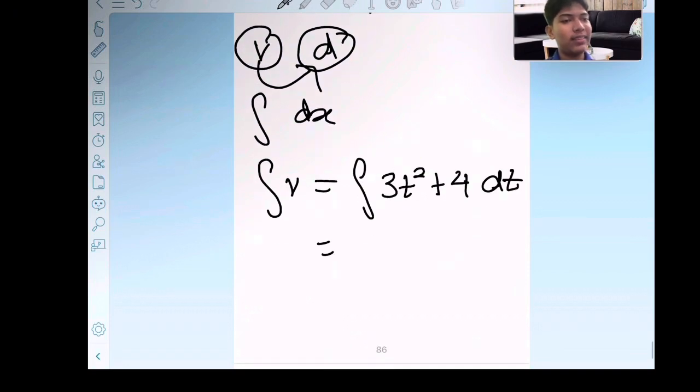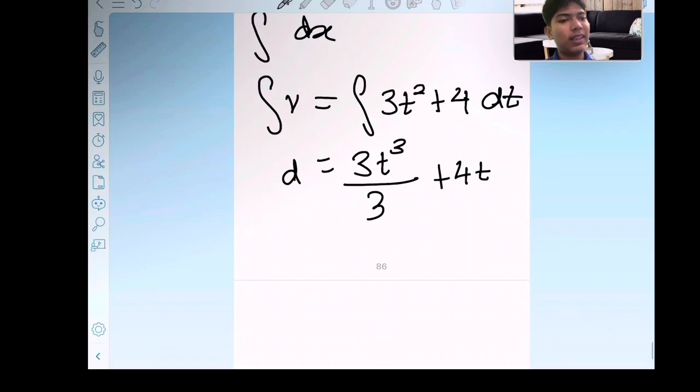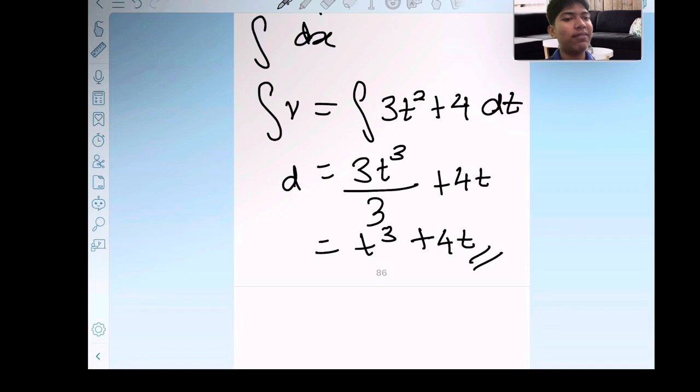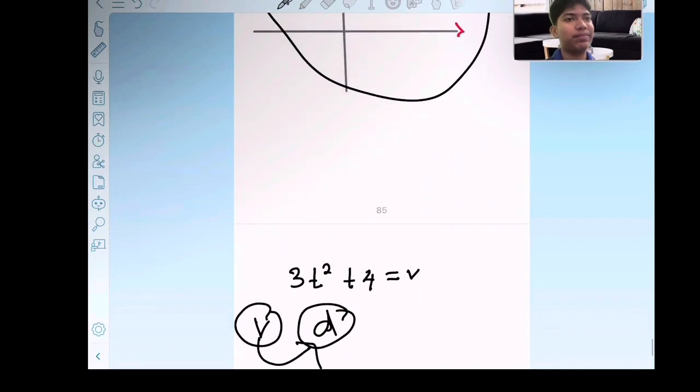And then we get 3t cubed over 3 plus 4t. This is the displacement, and the final answer is t cubed plus 4t. This is Shahmi's equation for displacement. From the previous answer, we get the displacement.